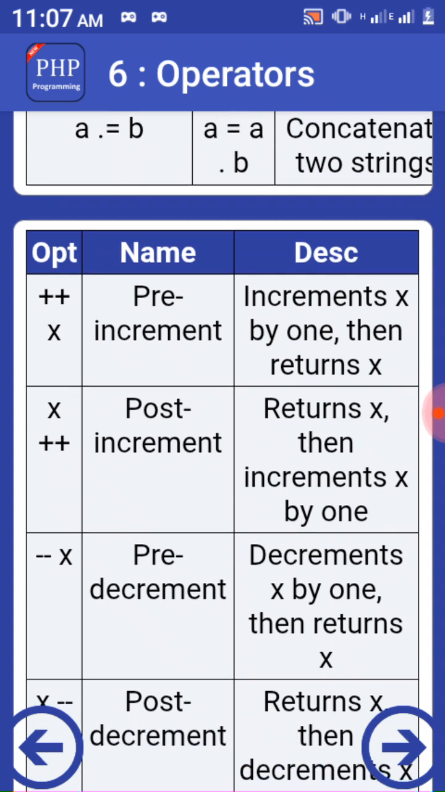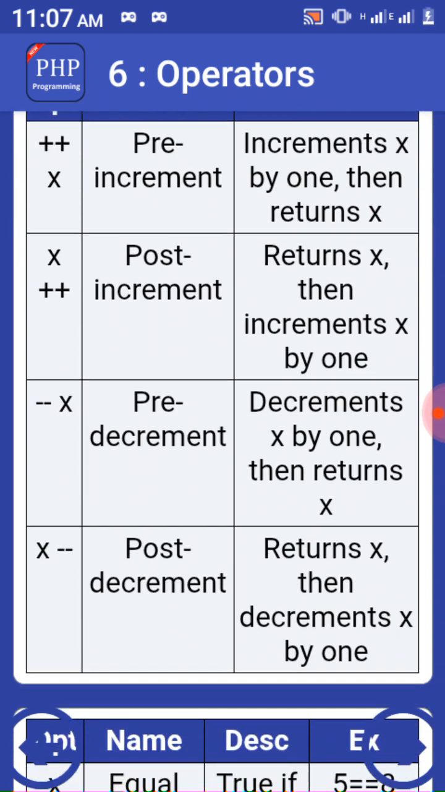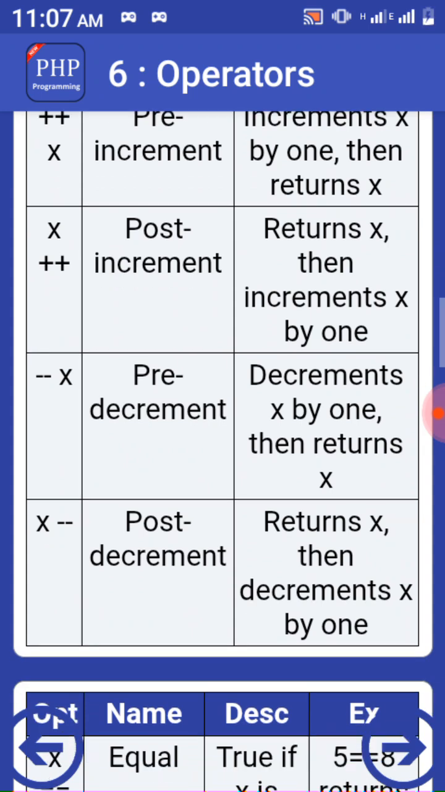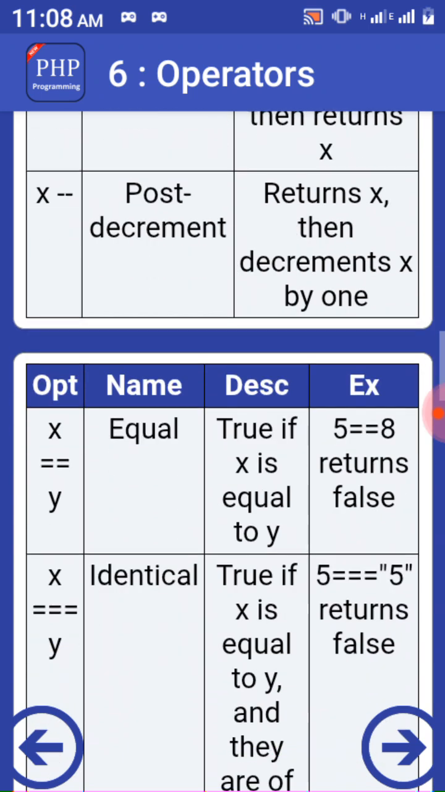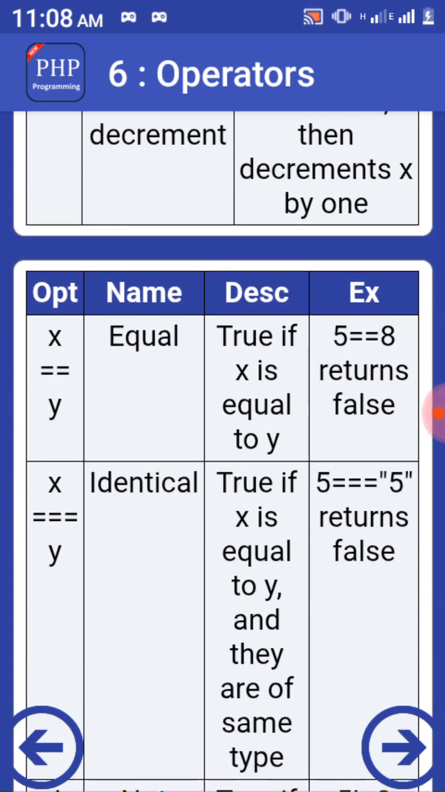Next, we have the increment and decrement operators. Plus plus x is pre-increment: increments x by 1, then returns x. x plus plus is post-increment: returns x, then increments x by 1. Minus minus x is pre-decrement: decrements x by 1, then returns x. x minus minus is post-decrement: returns x, then decrements x by 1.